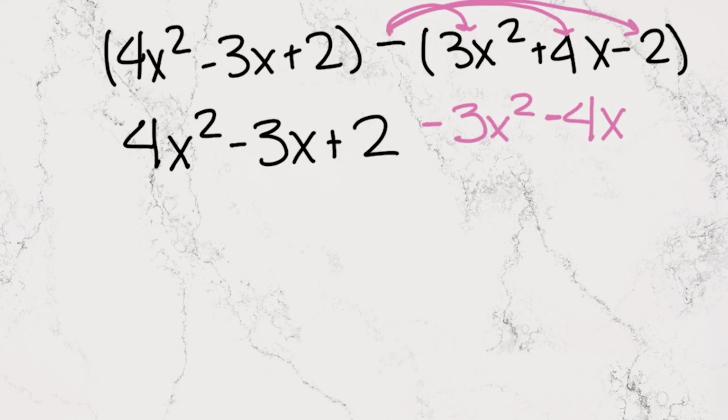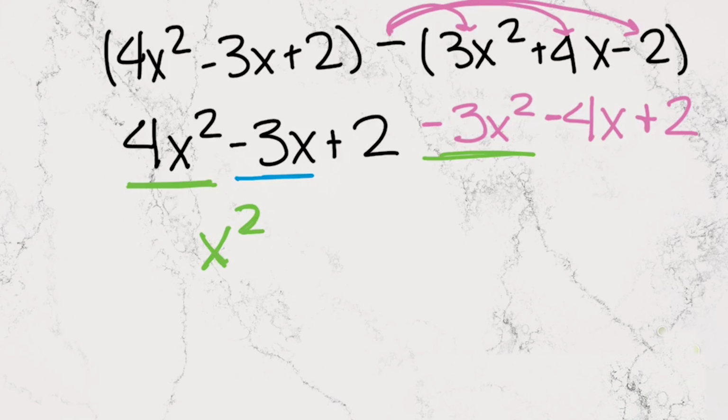Now I have a negative times a -2, and we know 2 negatives make a positive. So that's a +2. And now we can do the same thing that we did with adding polynomials. We're just going to combine our like terms. So I'm looking for both my x squared values, which is 4x squared minus 3x squared. So that's 4 minus 3, which is 1. So I have just an x squared remaining.